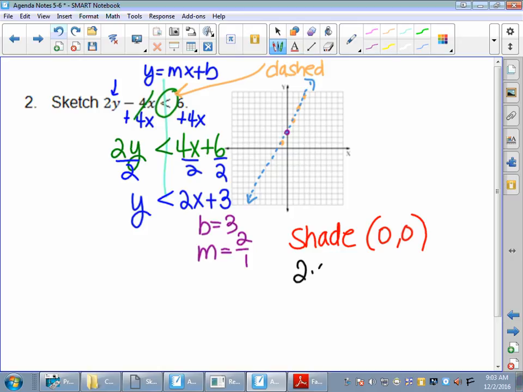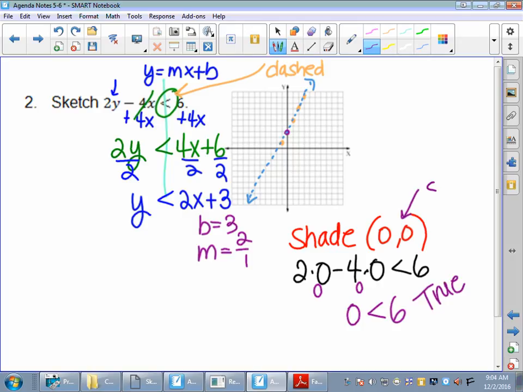So 2 times 0 minus 4 times 0 is less than 6. 2 times 0 is 0. 4 times 0 is 0. 0 minus 0 is 0. 0 is less than 6. Is that a true or a false statement? True, right? So we want (0, 0) to be in the shaded part since it's true.